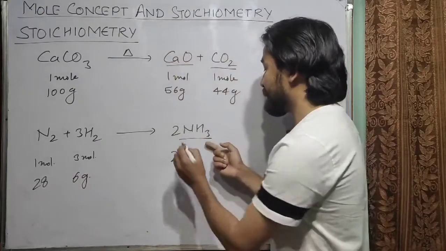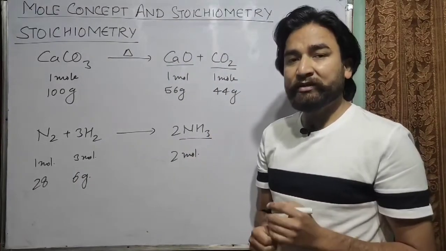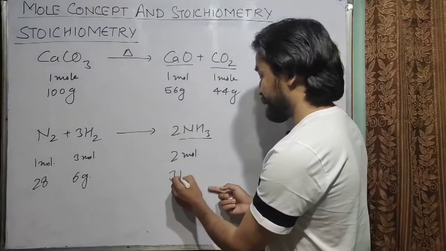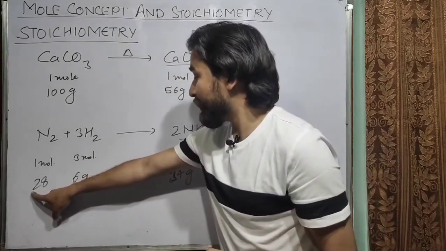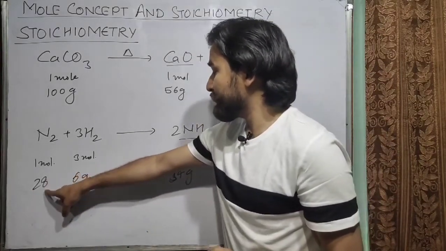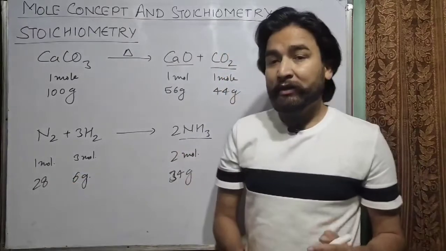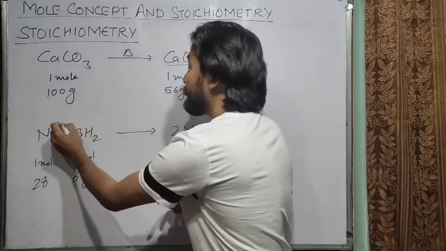And what is the mass of ammonia? The molar mass of ammonia is 17 gram. So 17 into 2 will be 34 gram. So you can see 28 gram of nitrogen will react with 6 gram of hydrogen, and it will give 34 gram of ammonia. You also know that all of these are gases.